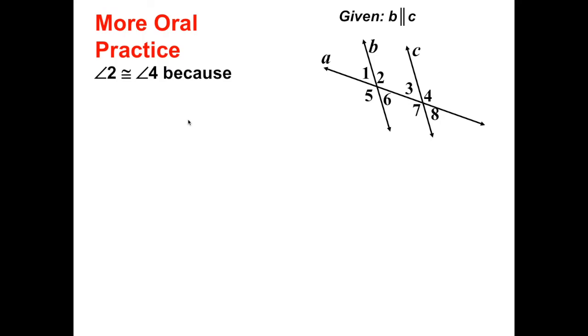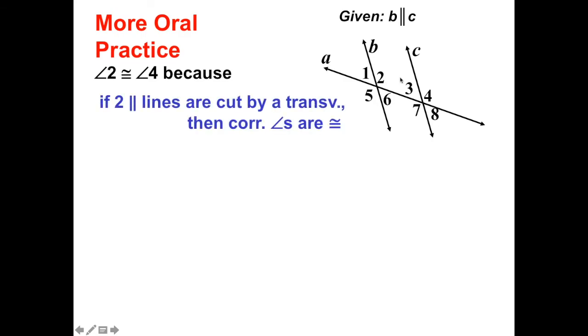Angle 2 congruent to angle 4. Why do we know that? What's the relationship here? So given, okay, so we have here 2 parallel lines. It's given to us. B and C are parallel. 2 and 4. Well, they're in corresponding positions. So if 2 parallel lines are cut by a transversal, then corresponding angles are congruent. That's the reason you're writing for a proof. Given is for when you're writing that angle 2 is congruent to angle 4 as an assumption.